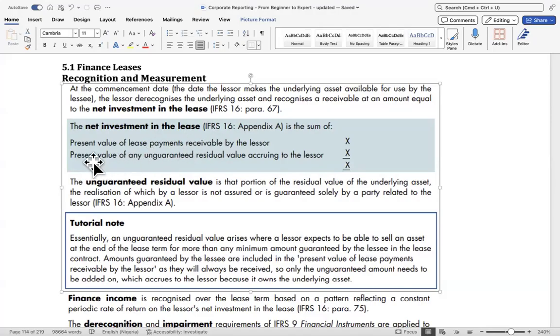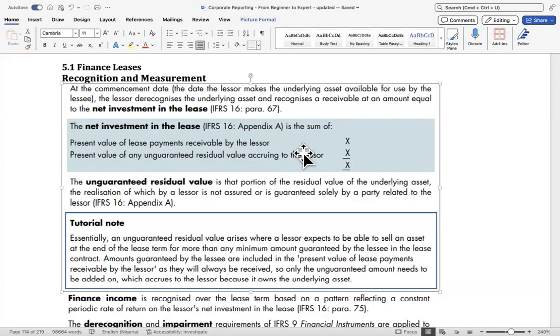And we're also going to add the present value of any unguaranteed residual value accruing to the lessor. Present value of unguaranteed residual value. You see, why this is coming up is this. Remember, I told you that the lessee would seldom guarantee residual value. So, of course, the lessor is happy with that, but it might be insatiable at times. It might not be satisfied with what the lessee is guaranteeing.